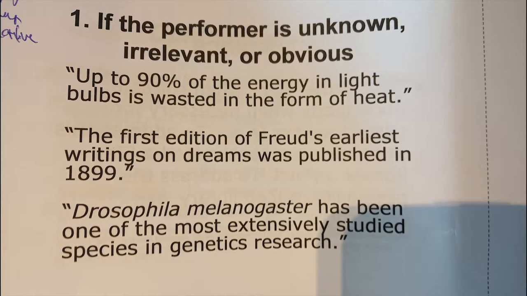Or number two, the first edition of Freud's earliest writings on dreams was published in 1899. Now, in this sentence, who is the subject? The publisher, right? The publisher is the subject. But if we make this sentence active, we have to say the publisher published. Do we really care about the name of the publisher? Is that important? No. What we care about is the date. So to avoid this unimportant, irrelevant information, we use the passive voice.